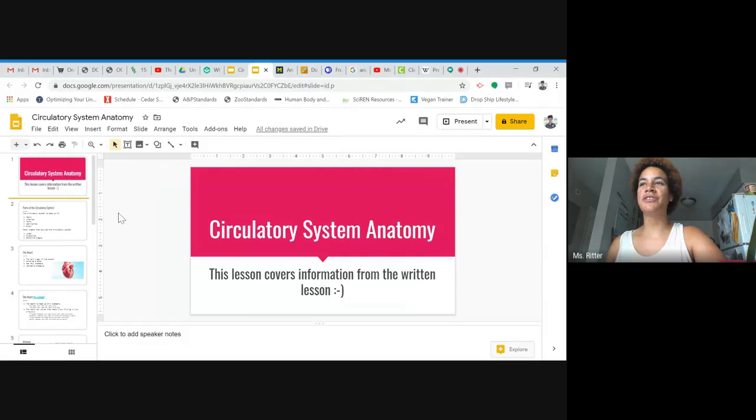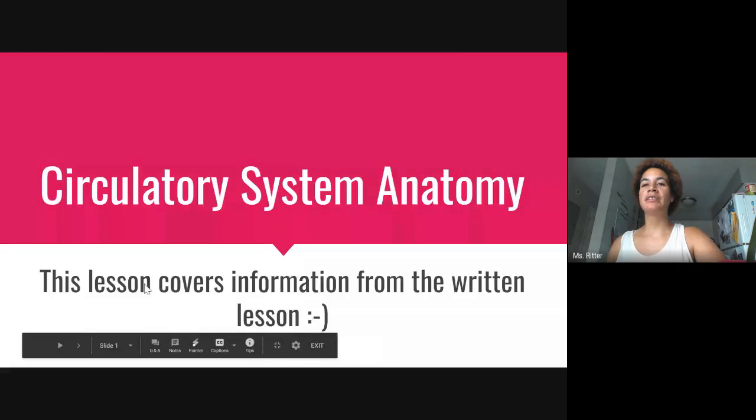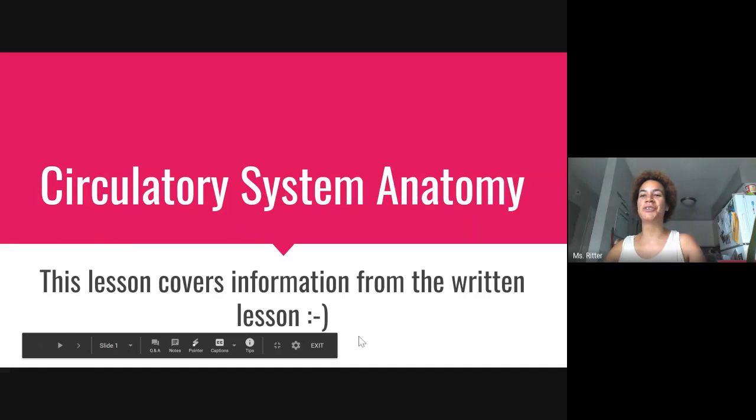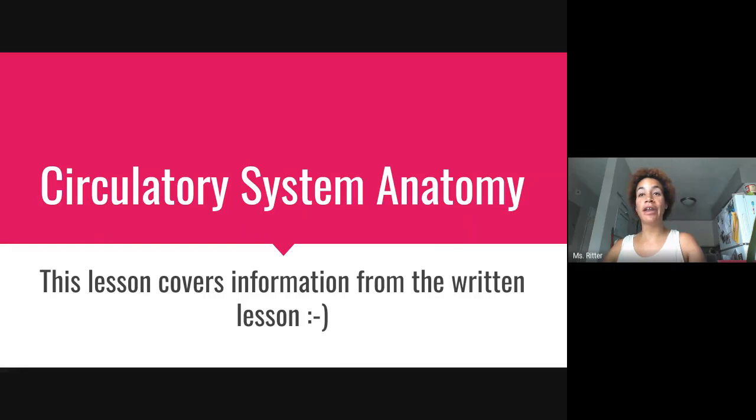All right, so circulatory system anatomy. That's what we are looking at right now. This lesson is going to cover information from the written lesson, and it's going to have a little bit extra. So this is definitely something you should be taking notes on or adding to the notes that you already have from the written lesson. Additionally, this is for clarification purposes, to hopefully make sure you are understanding what is going on with this whole circulatory system. Hopefully this works out well. If not, we'll figure it out.